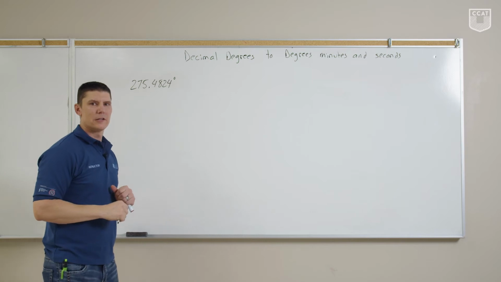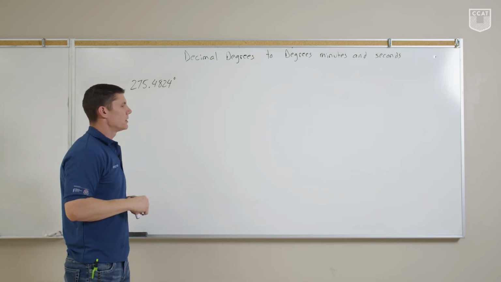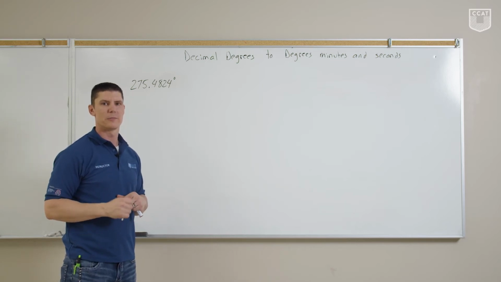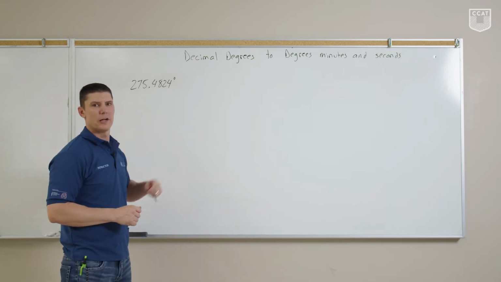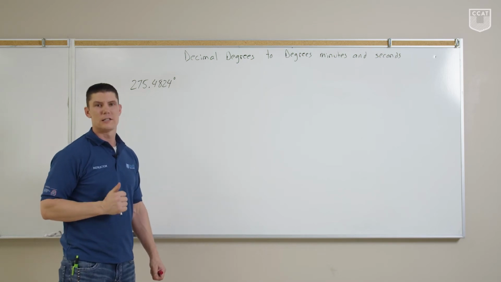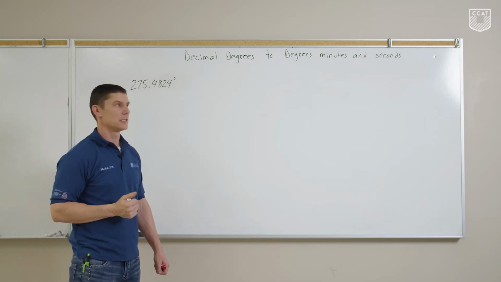The way I think of it is it's very similar to what we did earlier converting decimal feet to feet, inches, and fractions, where we multiplied by 12 because we had 12 inches in a foot. With this one, we've got 360 degrees in a circle, 60 minutes in a degree, and 60 seconds in a minute. So the number we're going to be multiplying by this time is 60.